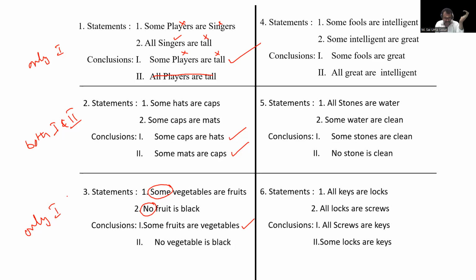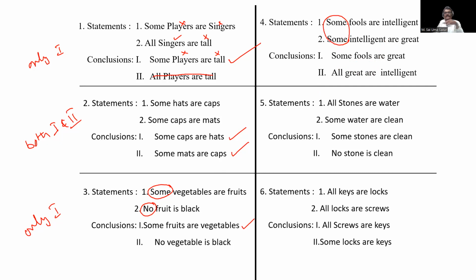How long does it take? Just observe, carefully observe. Some fools are intelligent, some intelligent are fools. No, some intelligent are great, some great are intelligent. So there is no immediate inference. Come to the mediate inference. Here both statements are particular. If both statements are particular, there is no mediate inference. So mediate inference is also not there.